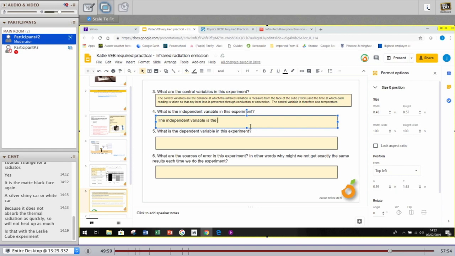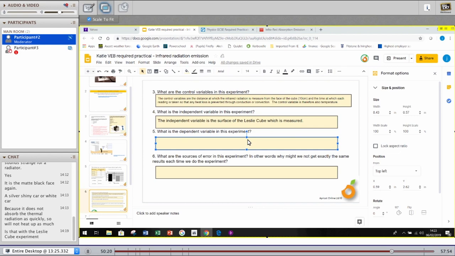So the independent variable, that's the thing you're changing. Good, it's the surface, isn't it? Yep, good. Okay, and the dependent variable, that's what you measure. So what is the dependent variable? What is it we're actually measuring? Good. It is. It's the amount of infrared radiation. Well done.